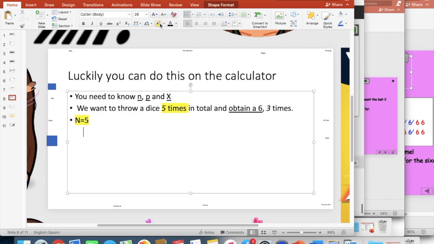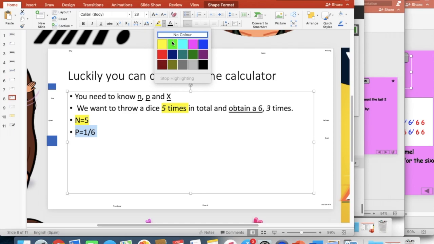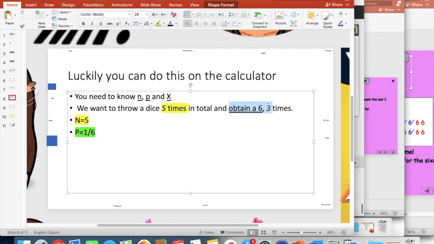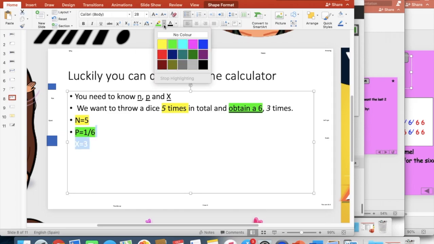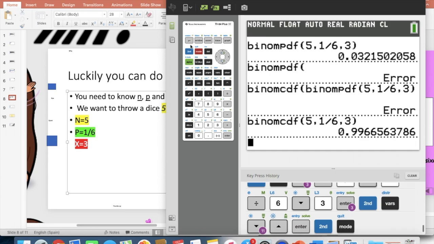The next variable we want to think about is going to be the probability of getting a 6. Our probability clearly is going to be 1/6 because it's a non-biased die. And then finally, our X, the number of times we want this outcome to occur, is clearly going to be 3. Now let's see how to do it on the calculator.